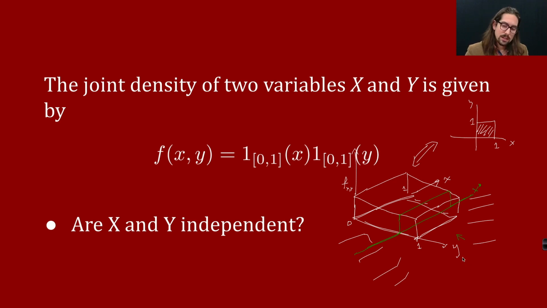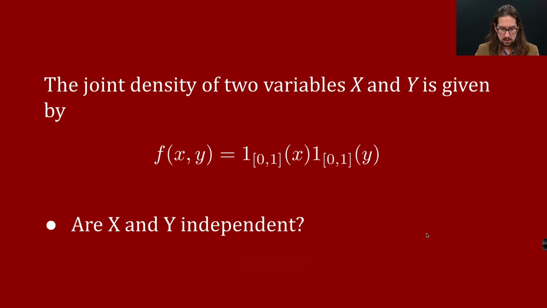What about if I sliced at a different point? What if I sliced over here? Well, it's going to look the same. So no matter where I slice in x, I get the same shape for the conditional distribution of y. And vice versa, if I'm slicing in y, I get the same shape for the conditional distribution of x given y. And in this case, it's not even scaled. It's literally the same thing. But that doesn't matter for independence. We just need them to be the same shape, the same thing scaled up or scaled down. All right. So yes, they are definitely independent here.